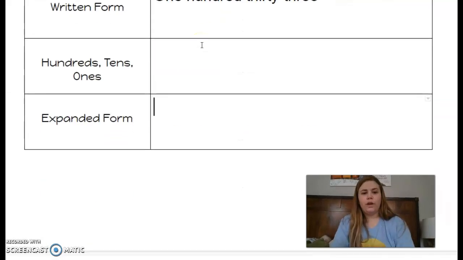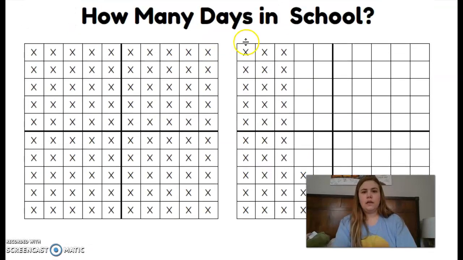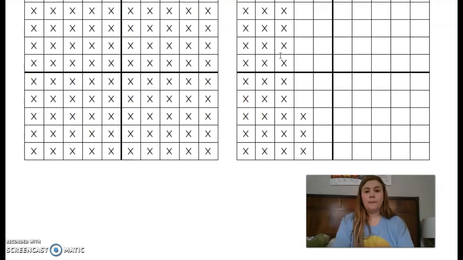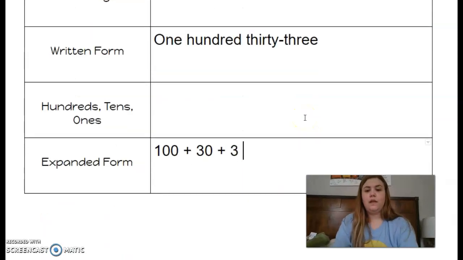So I'm going to do 100 plus, then I have 10, 20, 30, plus 30, plus, how many ones do I really have? 1, 2, 3, plus 3 more, and that equals 133.